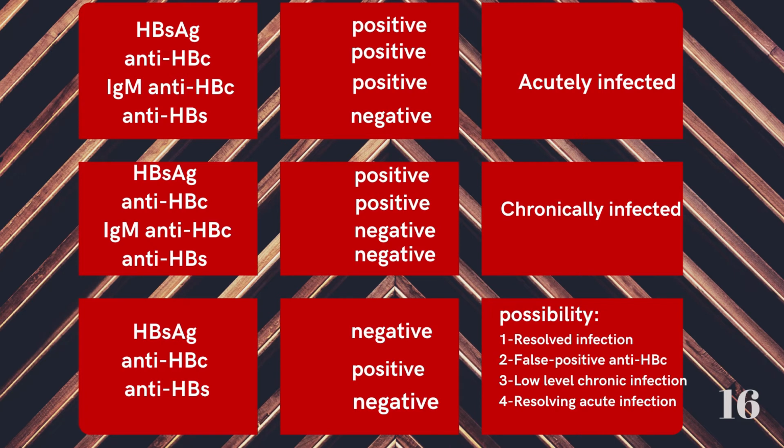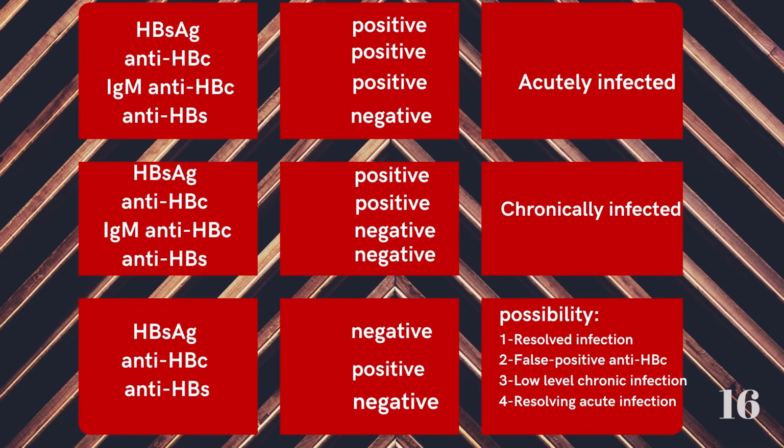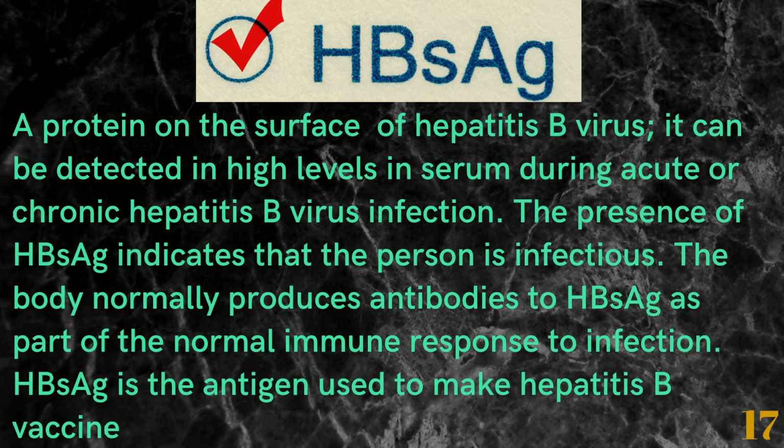The third example, hepatitis B surface antigen negative. If you find anti-hepatitis B core is positive, and anti-hepatitis B surface is negative, the possibility is resolved infection. Might be resolved infection: was infected before and now recovered. Or it might be a false positive anti-core, meaning this is not a real anti-core, it came positive by mistake, it is supposed not to be positive. It might be a false positive anti-core.